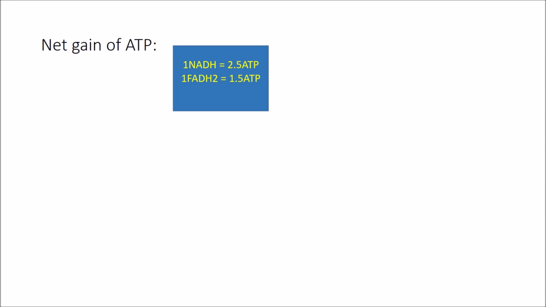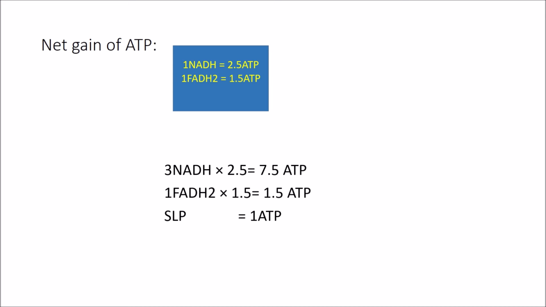How much energy can we gain if all the NADH and FADH2 that we have gained from this cycle go into the electron transport chain? As we know, one NADH is equal to 2.5 ATP and one FADH2 is equal to 1.5 ATP. In this cycle, we have 3 NADH, which we multiply by 2.5, so we gain 7.5 ATP. For one FADH2, we get 1.5 ATP. And there is also one substrate level phosphorylation occurring, which means 1 ATP is also gained from there. So the total amount of ATP will be 10 ATP from one TCA cycle.